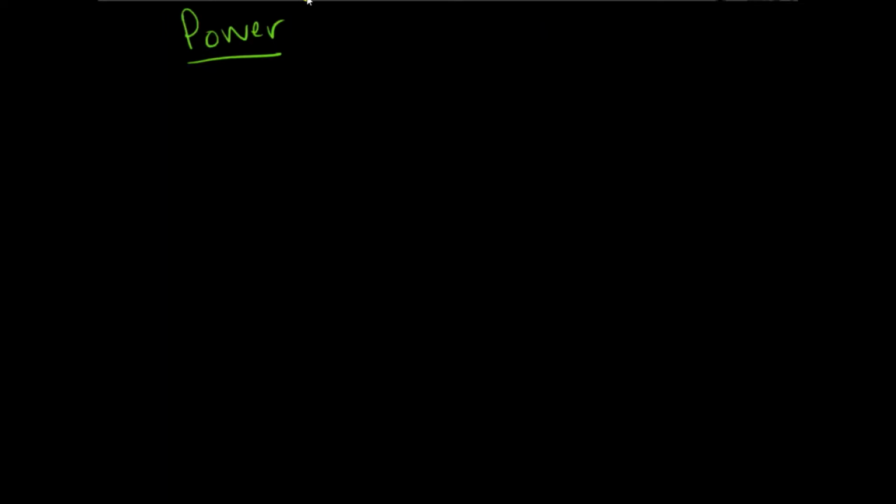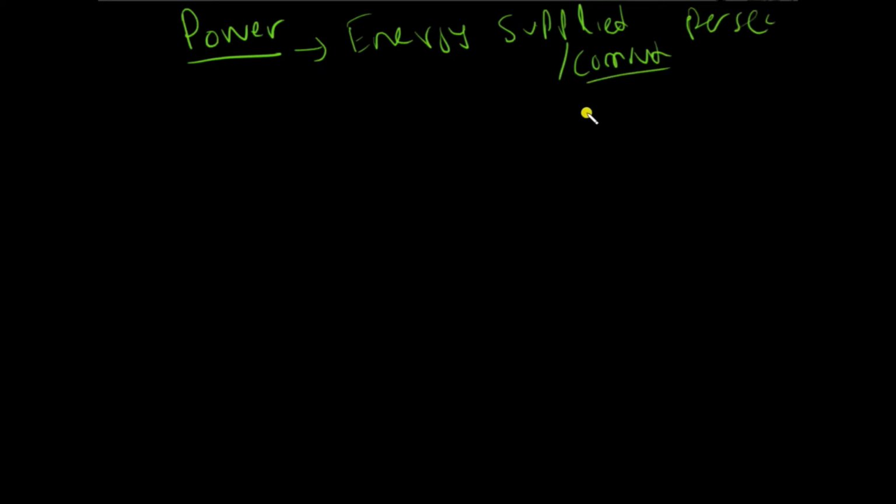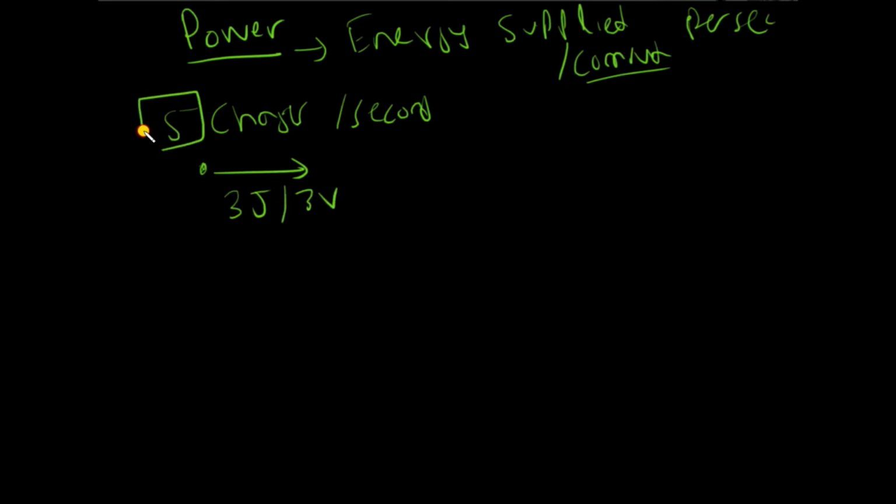One last very important terminology is power. Power is just the energy being supplied or consumed per second. Just excuse my bad handwriting here, but this is consumed. So this is what power is. Now, power has a simple formula, and I'll show that. For example, if there are 5 charges per second going through a point, and the energy each charge has is 3 joules, or 3 volts. This is the current, and this is the energy each charge has.